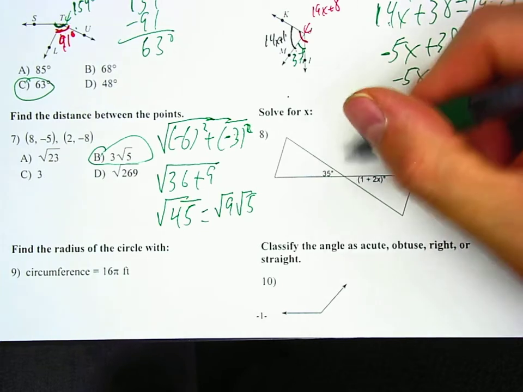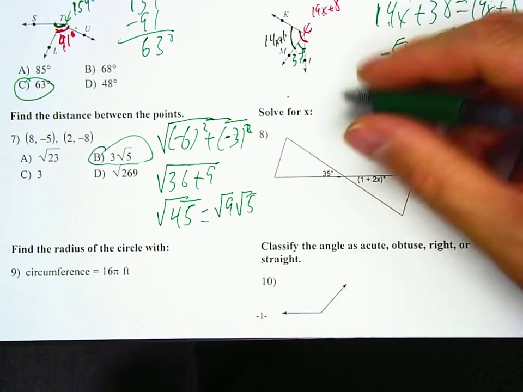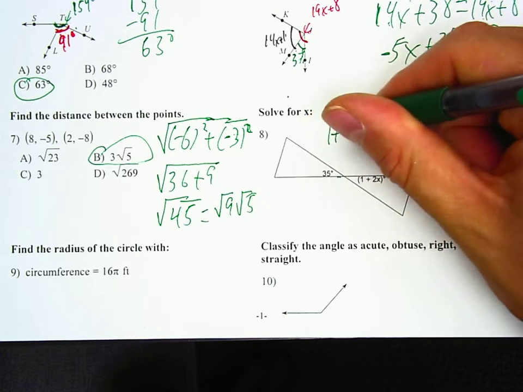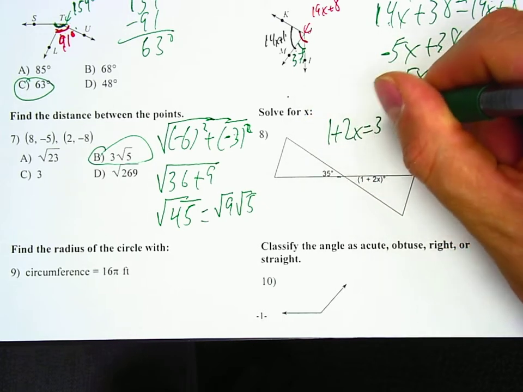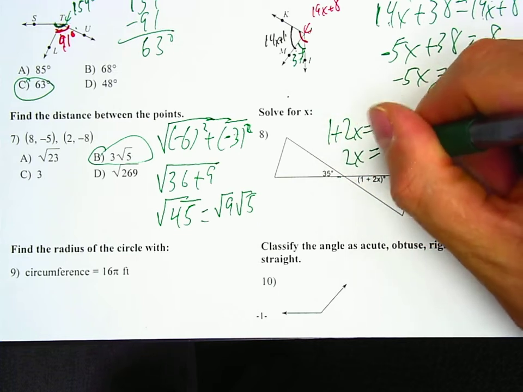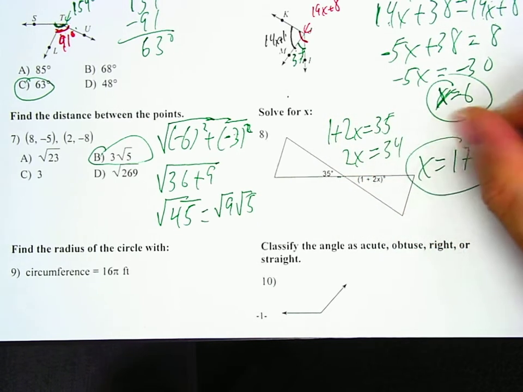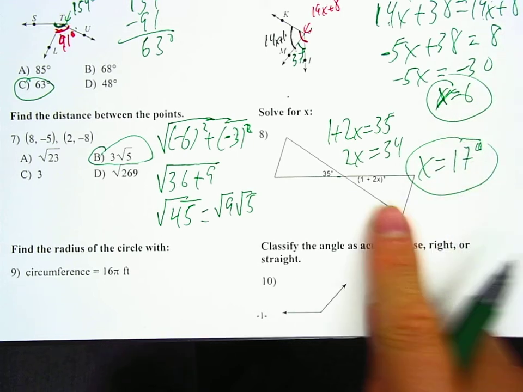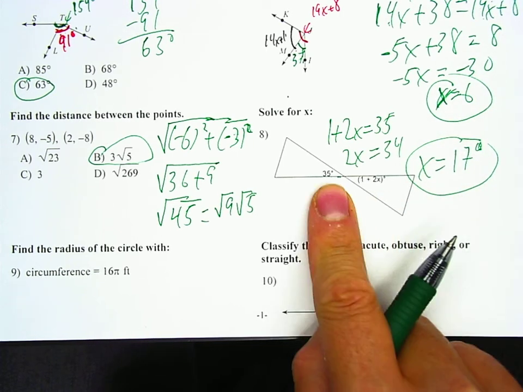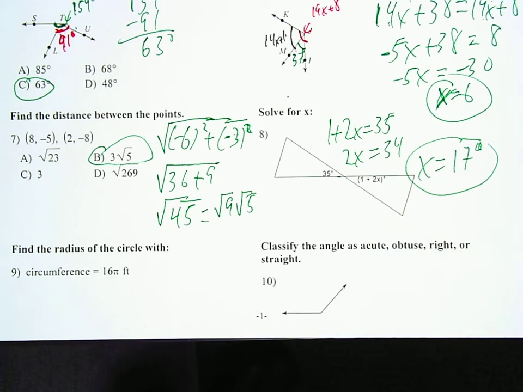Question 8. This is vertical angles. So these are what are called vertical angles. They are congruent. So I'll set 1 plus 2x equal to 35. Taking 1 from 35 yields 34. So x is 17. It's very easy to verify my work here on this question because 1 plus 34 is 35. 2 times 17 is 34. It's very easy to verify my work.